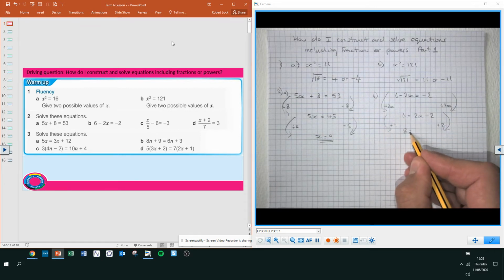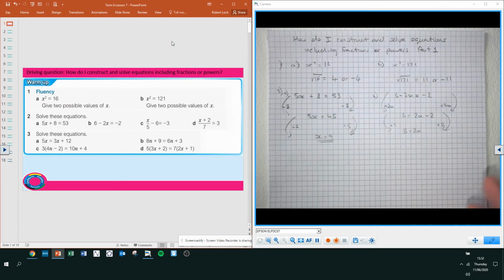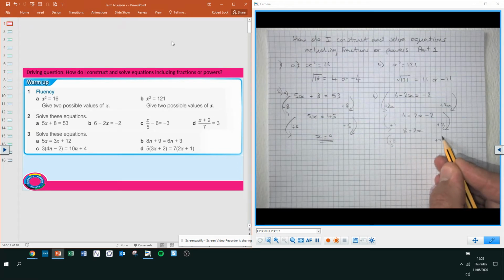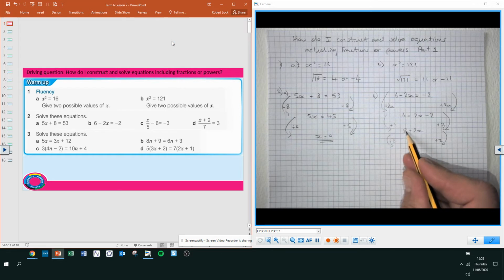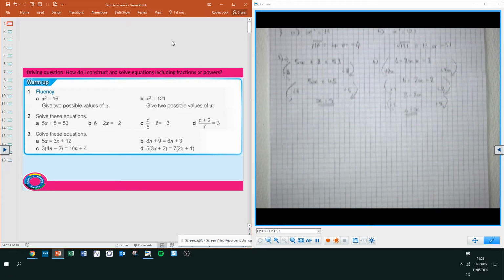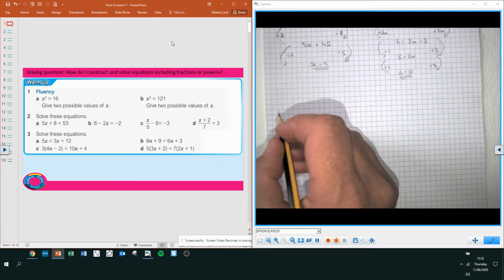And 8 equals 2x. And then we divide both sides by 2. So we end up, 8 divided by 2 is 4. 2x divided by 2 is x. So x equals 4. C.